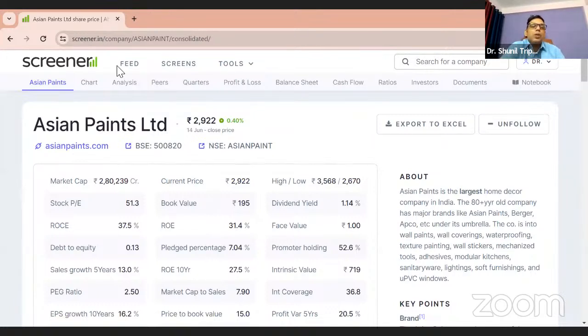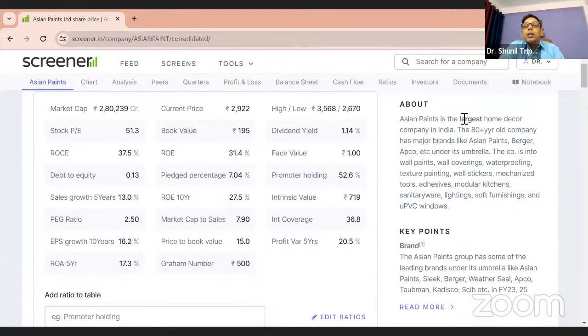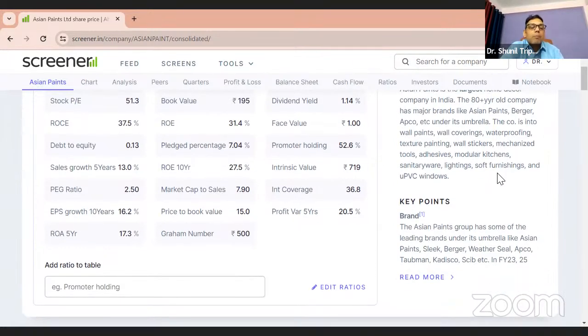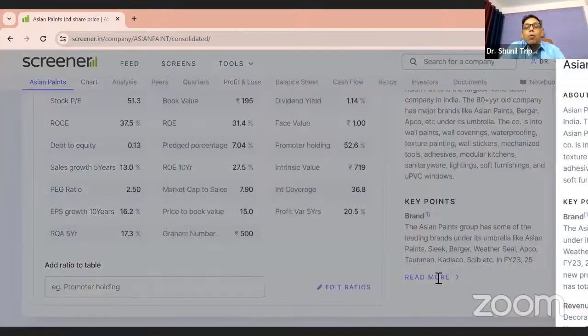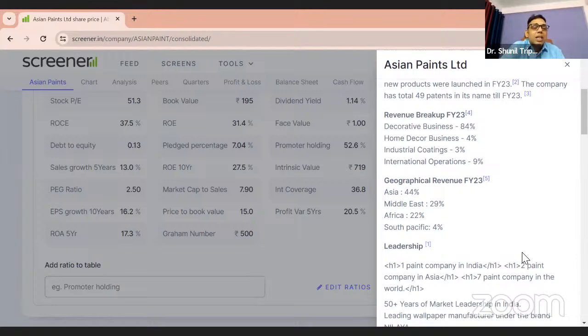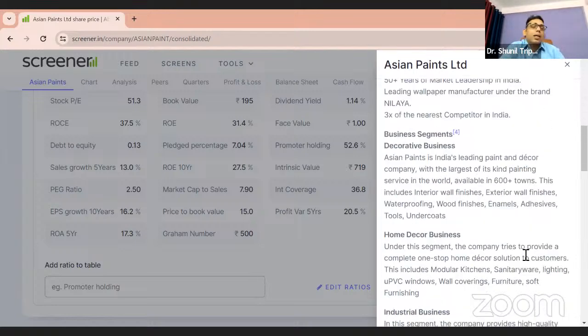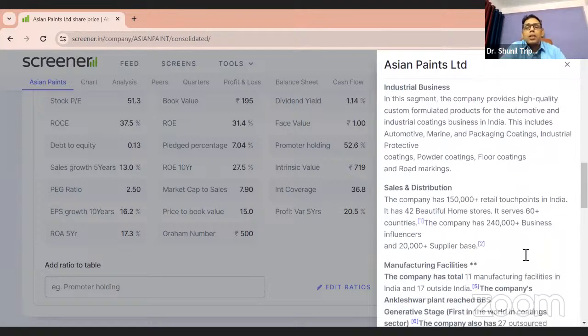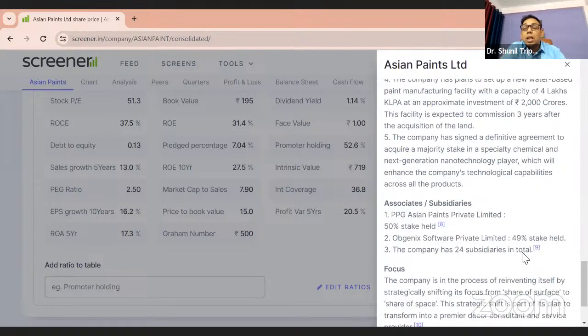First thing, whenever you reach a company, you should be reading about the company: what the company is, what the company produces, what the ranking of the company is in terms of sales, profit, and market share, what the brands and products of the company are, who the competitors are, and what the different segments are in which the company works. So you should have basic knowledge of the company, which you can read here. The more you read, the more knowledge you will have about the company.